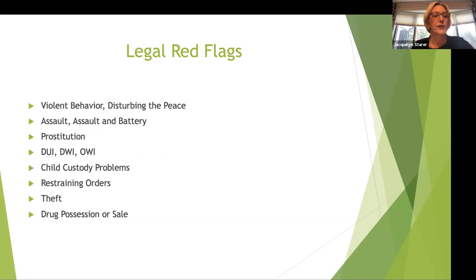There's also, when you're assessing other red flags, such as legal red flags. Some are very obvious, some are a little more subtle. So any history of violent behavior or disturbing the peace, assault and battery, prostitution, driving while intoxicated, operating while intoxicated, any child custody problems, any restraining orders, theft, and obviously drug possession or sale. Many of those issues are going to involve drugs or alcohol, even if it isn't stated explicitly that it's a drug or alcohol related event.